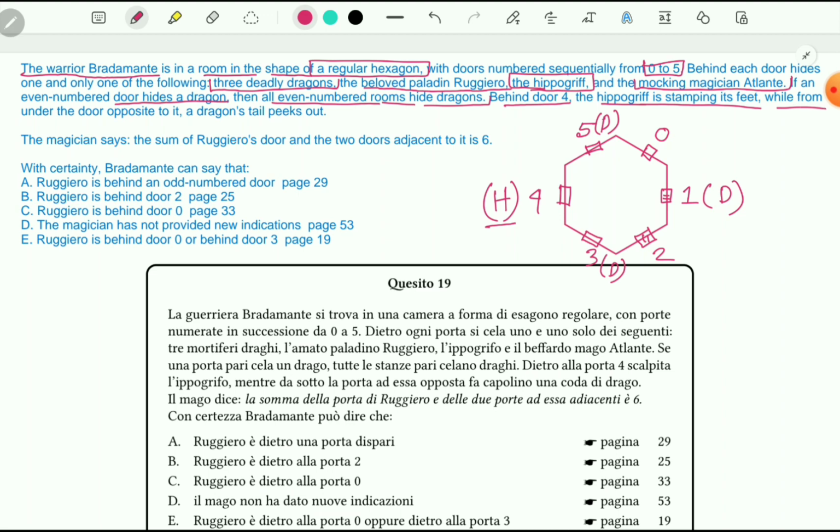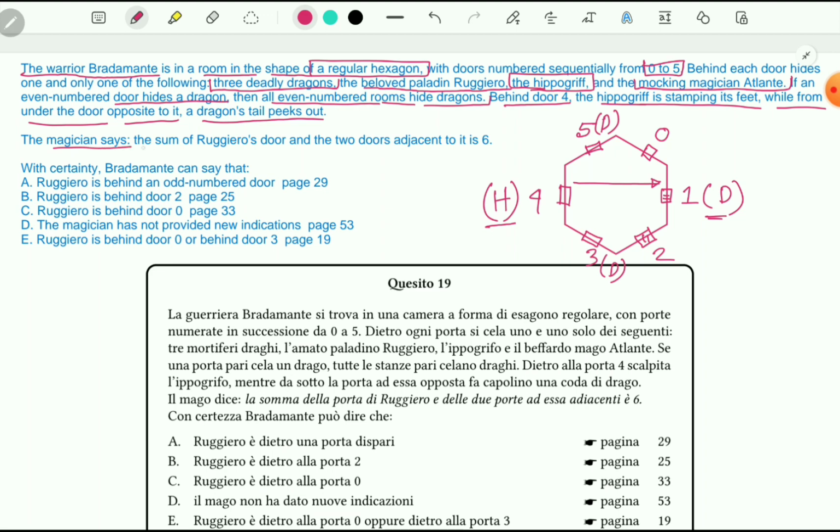Okay, let's move on. While from under the door opposite to it, a dragon's tail peeks out. So the door opposite to 4 is 1, and a dragon's tail can be seen. Yeah, we already know there is a dragon, so the dragon's tail can be seen. That's the normal case. Now we have to find out.